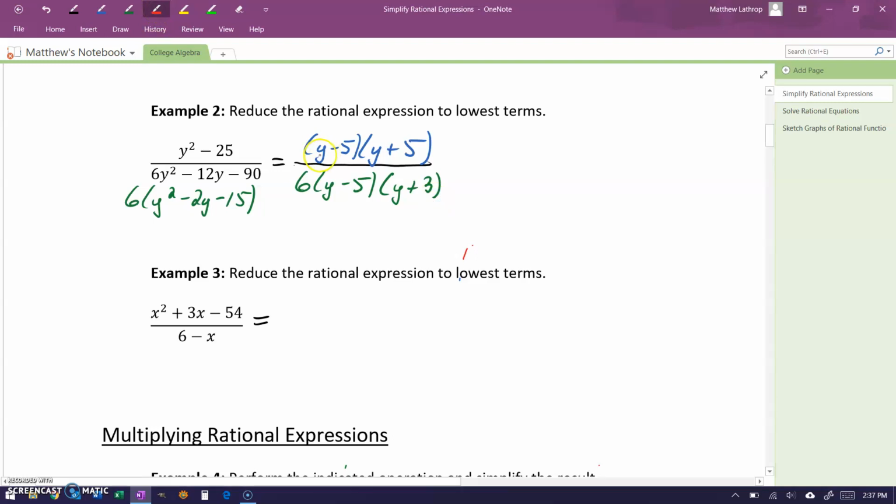In this case, we have y minus 5 as a factor in both the numerator and denominator, so those will cancel, leaving us with y plus 5 all over 6 times the quantity y plus 3.